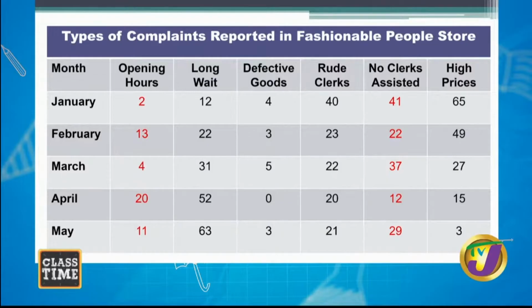Then you look at the second to last column now, no clerks assisting. And that also fluctuated. But look at the figures. You have 41 down to 22, up to 37, down to 12, up to 29. So the difference in figures is much greater right there. So you cannot use the same term to describe both rates of fluctuation, because on the opening hours, yes, there was fluctuation, but to a smaller or lesser level. Whereas on the no clerks assisted, the fluctuation was much wider, much more drastic.